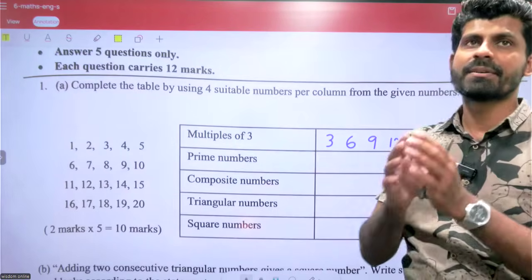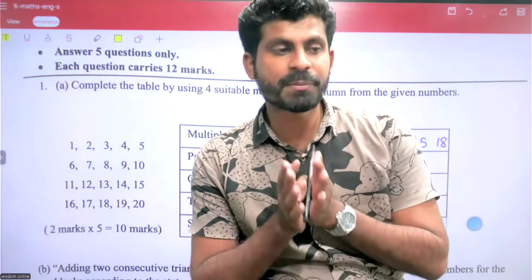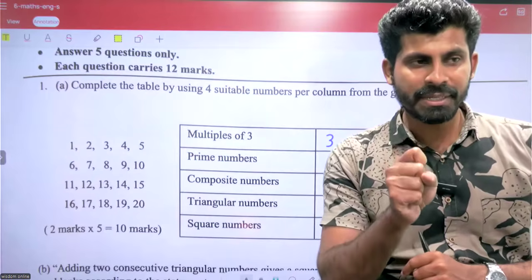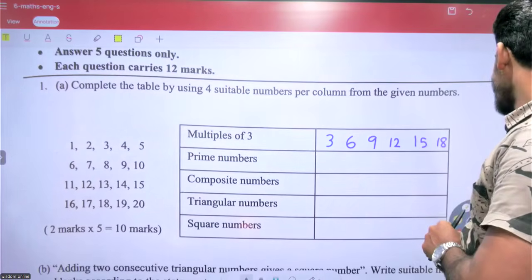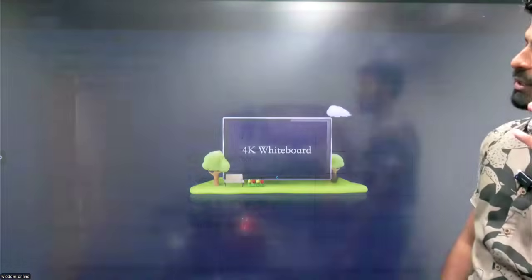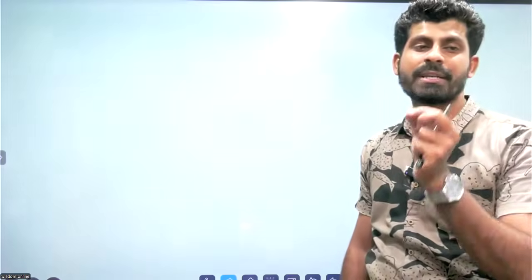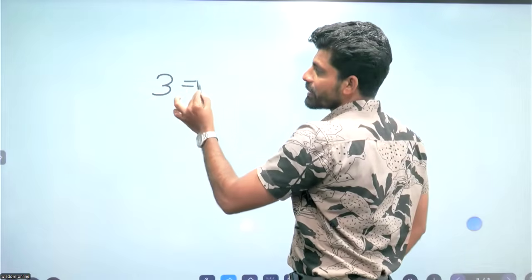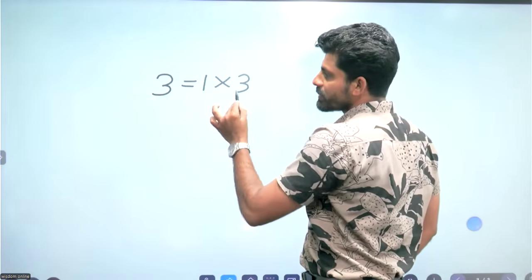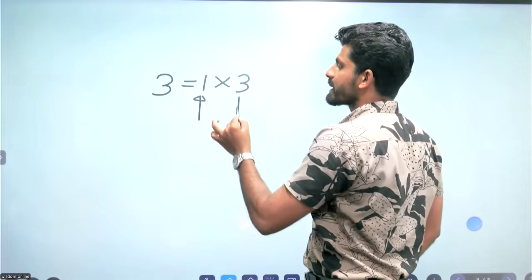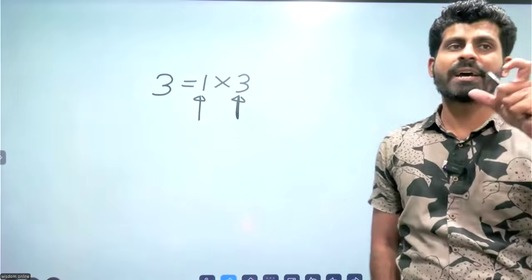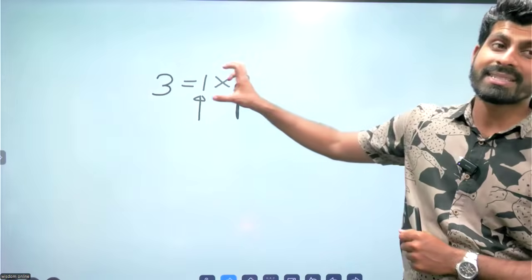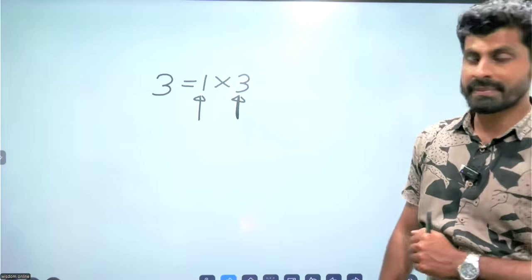Prime numbers. What is the meaning of prime numbers? Prime numbers means only 2 factors are there. Just consider number 3. Number 3 means 1 multiplied by 3, so there are only 2 factors. So that means 3 is a prime number.